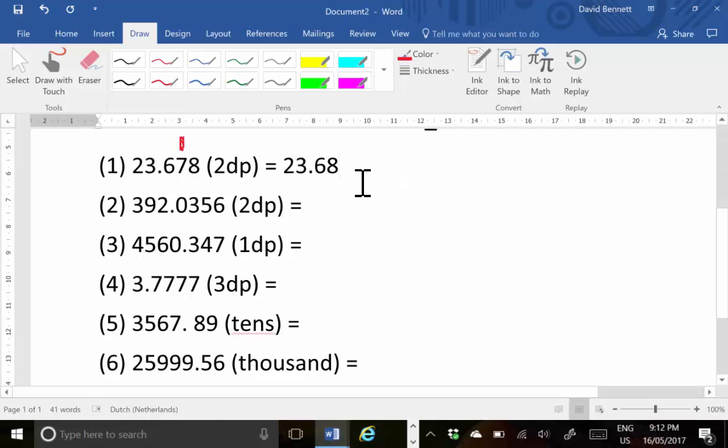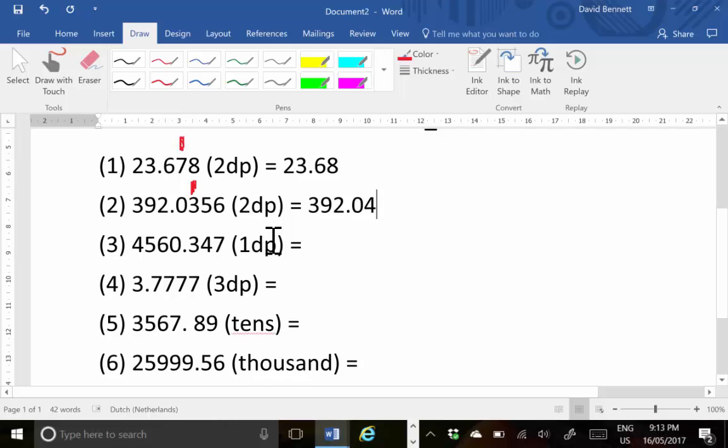When we're looking at the next one over here, we'd be looking at the second decimal place there. The next number after that is a 5. Now I think the rule is if it's 5 or greater, it goes up. So we have to write that as 392.04. So the 3 goes up to a 4. So we've got 2 decimal places after the decimal point.